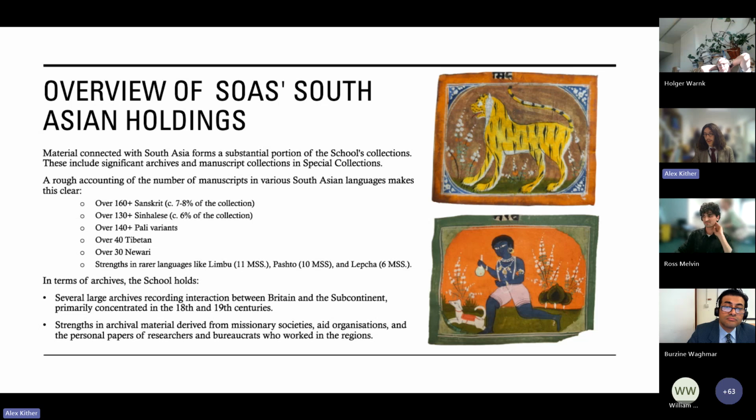In terms of our archival holdings, the school holds several large archives recording the British interaction with the subcontinent, primarily concentrated on the 18th and 19th centuries. And these are, again, primarily missionary societies, Christian aid organizations, and corporate archives, as well as personal papers that we hold of researchers, travelers, artists, bureaucrats who were working in and around those regions.